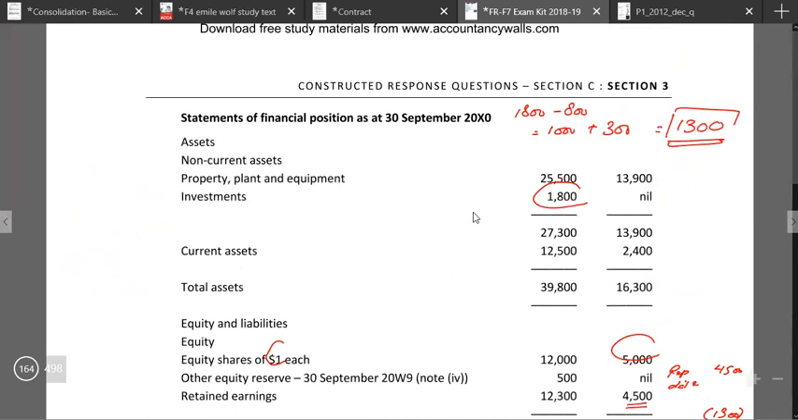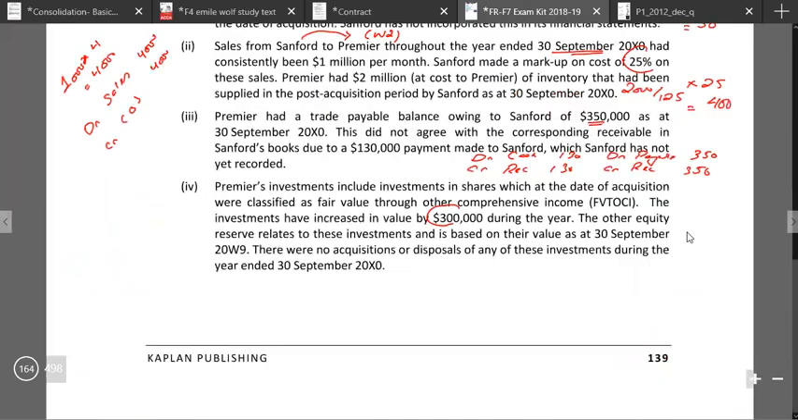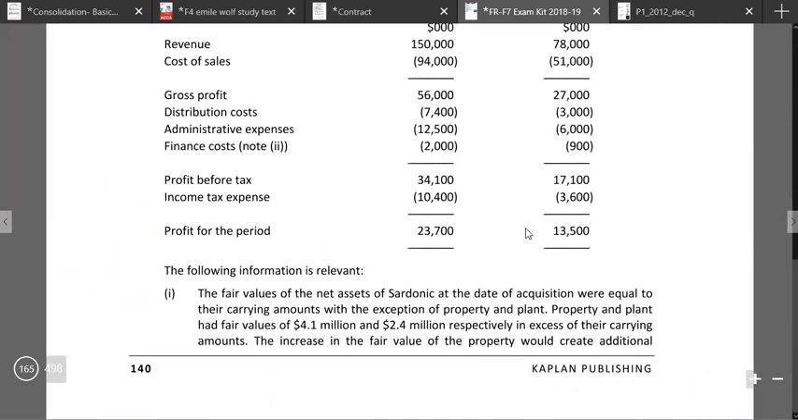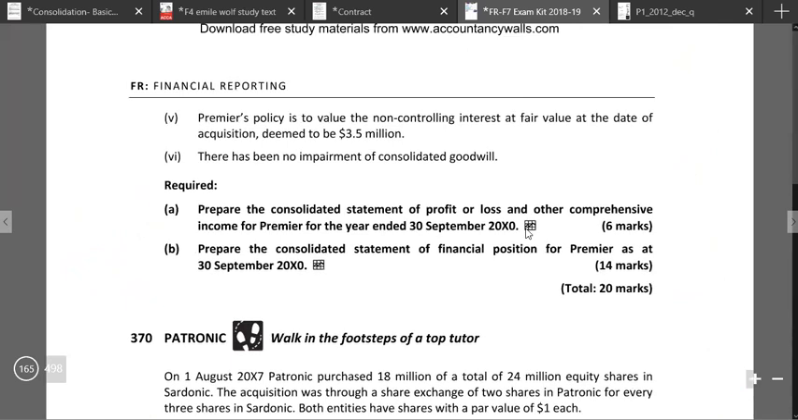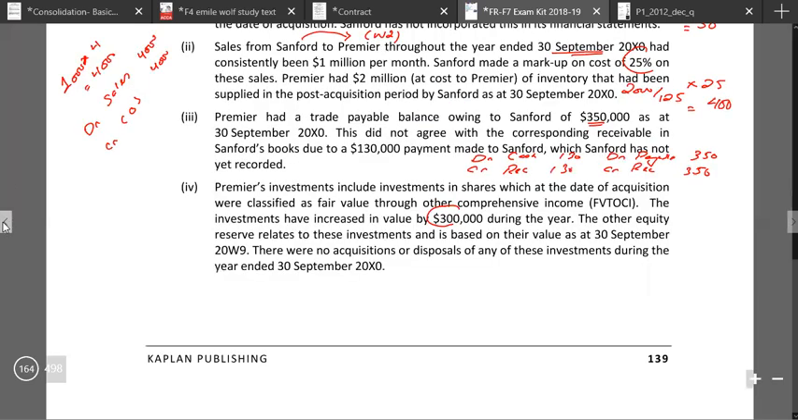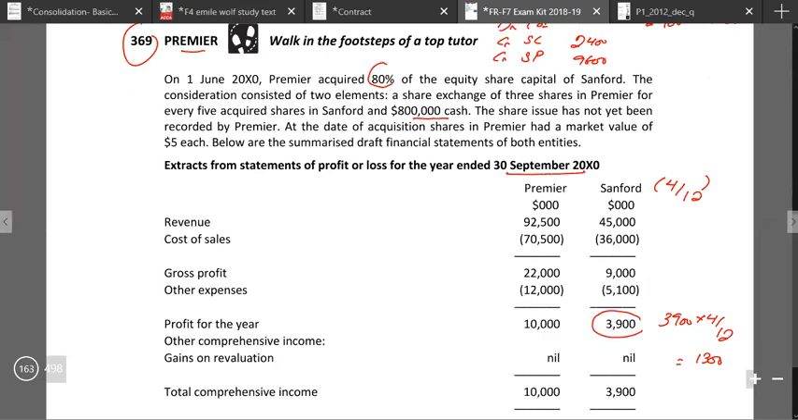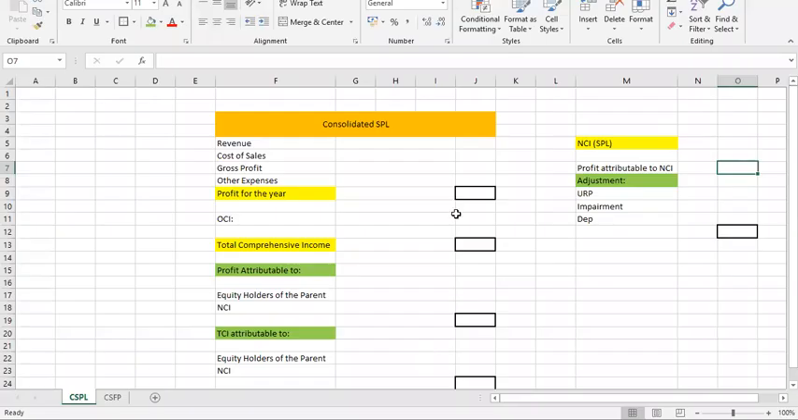Okay, now we have read 4 points. The next point is Premiur's policy is to value the non-controlling interest at the fair value and it is deemed to be 3.5 million, it is calculated. So 3,500. There has been no impairment. Fine. So now we have read all the question. Now we'll be going on our Excel sheet.